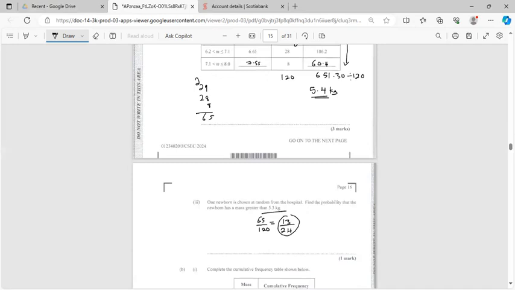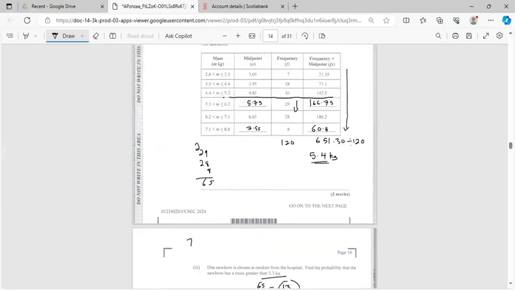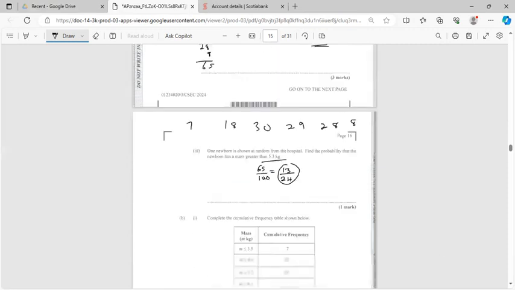Still not able to see, so let me just rewrite here. The numbers are 7, 18, 30, 29, 28, and alright, so we're just gonna add these numbers consistently.